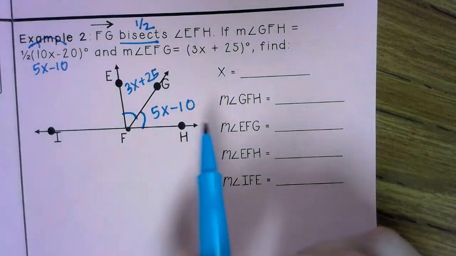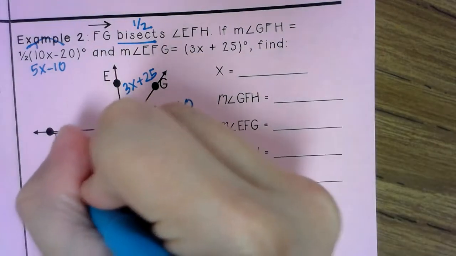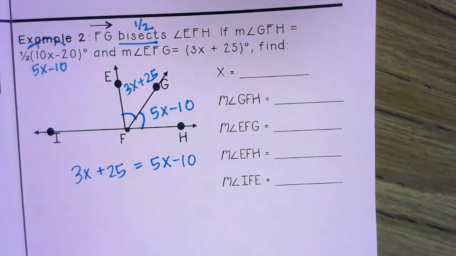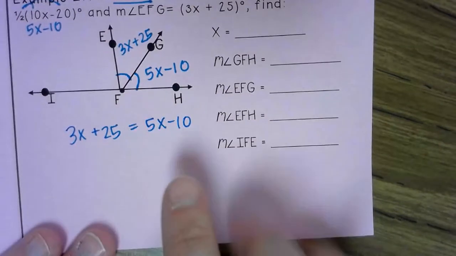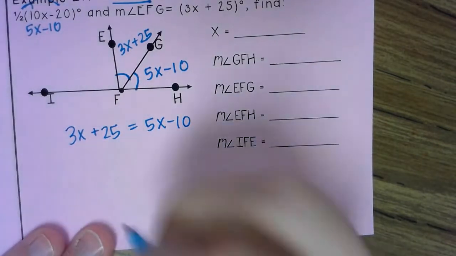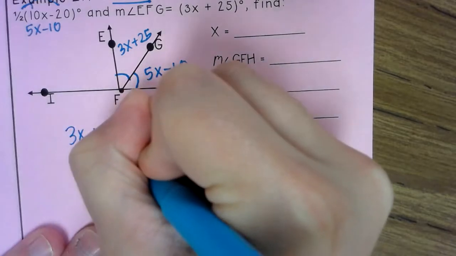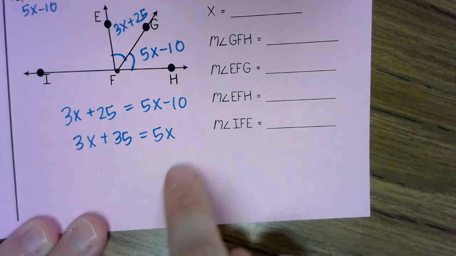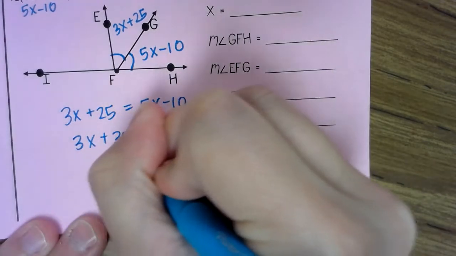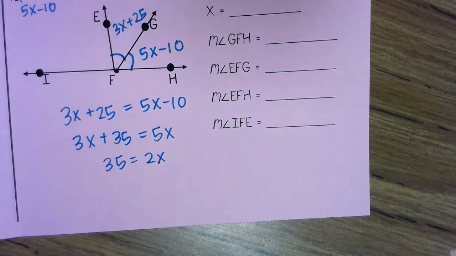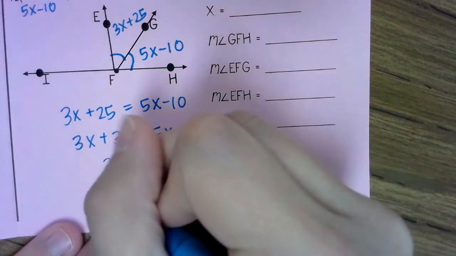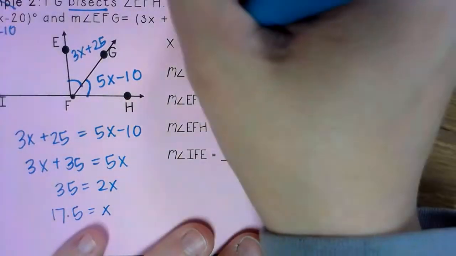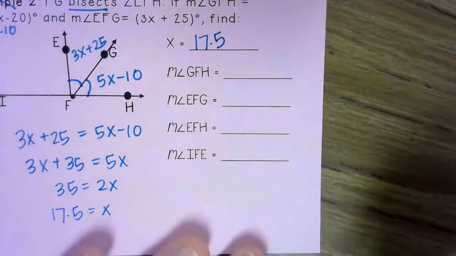So that means I'm going to set these two expressions equal to each other. So there's my equation. 3x plus 25 is equal to 5x minus 10. Then I'm going to spend a few minutes solving that. So I'm going to add 10 to this side. So we've got 3x plus 35 equals 5x. I'm going to move my 3x over here. So we've got 35 equals 2x. And then I'm going to divide by 2. So 17.5 is equal to x. So I can go ahead and write that in this blank.